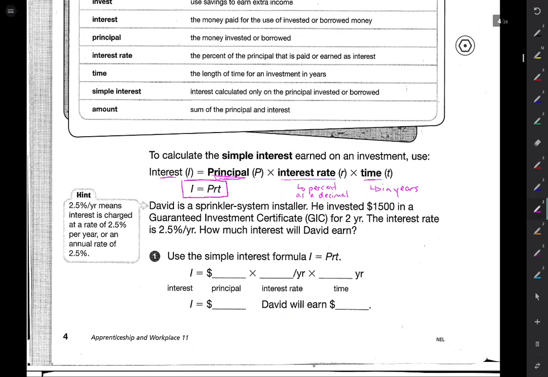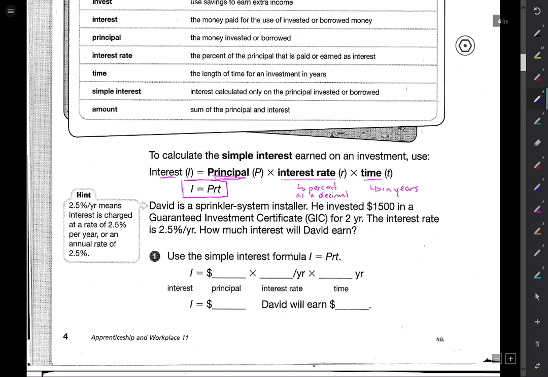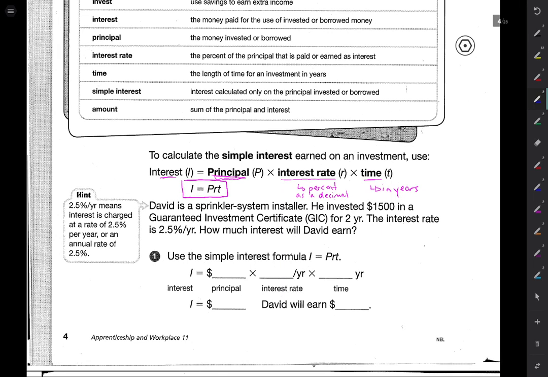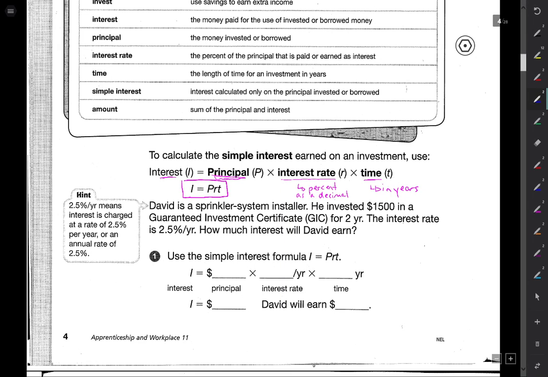So let's just look at this example. David is a sprinkler system installer. He invested $1,500 in a guaranteed investment certificate for 2 years. The interest rate is 2.5%. How much interest will David earn? So the important thing we need to look at here is the principal amount or the initial amount. So that would be this. That would be the principal or the P. This here would be the time because that is 2 years that he's investing it for. And then the interest rate is the R, which is 2.5.